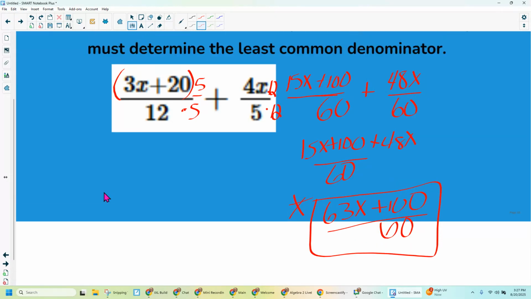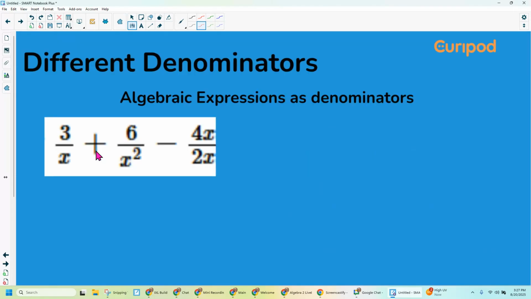So don't forget, you have to do the numerator and the denominator. You have to change them both. When you are changing the denominator, you have to change the numerator. Let's look at another problem. Now we have algebraic expressions as the denominator.